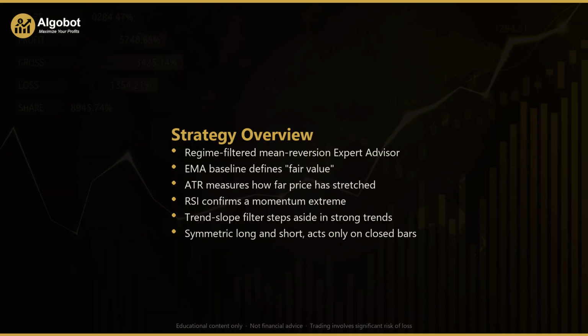On top of that, it reads the relative strength index, a momentum oscillator, to confirm that price has reached an extreme. It also checks the shape of the most recently closed candle, and it measures the slope of the baseline to judge whether the market is ranging or trending strongly. This is a symmetric strategy, meaning it treats long and short opportunities with mirror image rules. It works on a single time frame and acts only on fully closed bars, which avoids the noise of intrabar flicker. Because it is mean reversion, it is generally more suited to ranging or balanced conditions than to powerful one-way trends, and it includes a filter designed to step aside during those strong trends.